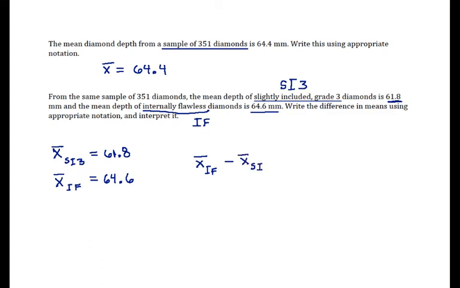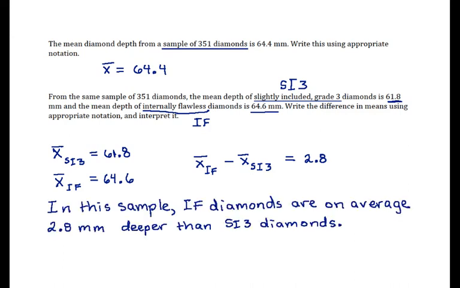But note that you could absolutely subtract in the other order. That would be fine. You would just get a negative result. And this is almost 3, so 2.8. We have a difference of 2.8, which means that in this sample of diamonds, our internally flawless diamonds are on average 2.8 millimeters deeper than our slightly included grade 3 diamonds.